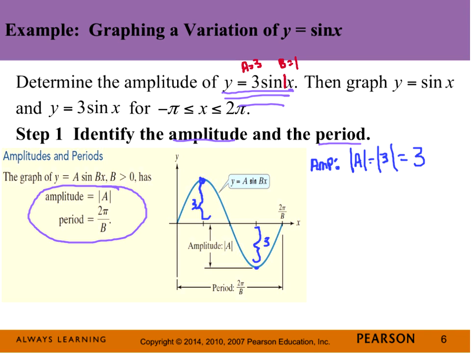And then we also need to find the period. And the period is given by 2 pi divided by b. In this case, b is 1. So 2 pi divided by 1 is just 2 pi. So what that's saying is, from 0 to 2 pi is the distance that it takes to complete a full cycle, or move through the x-axis 3 times and you have 1 maximum and 1 minimum.